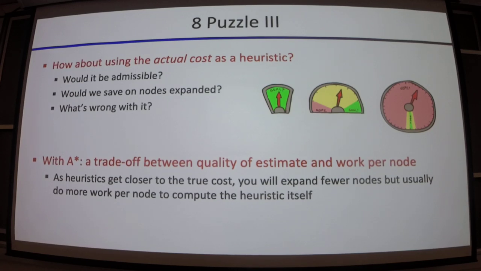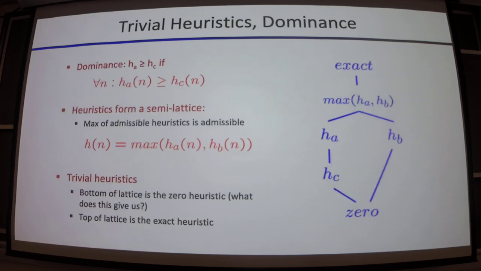One thing I want to talk about is the notion of using multiple heuristics. And one of the things to note here is that there's this notion of dominance. So this is a definition. If we have heuristic A, and heuristic A applied to every node n is greater than or equal to a different heuristic C for all n, then heuristic A is said to dominate heuristic C. And the set of all heuristics actually forms a semilattice. What that means is that if you take the max of two admissible heuristics, the max of those is admissible. So what's the implication here?